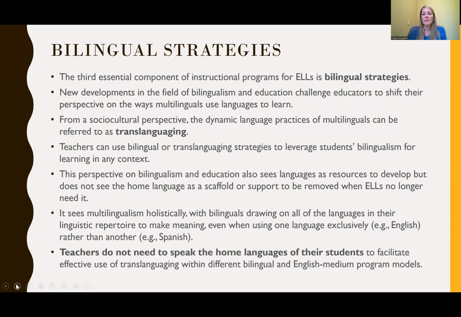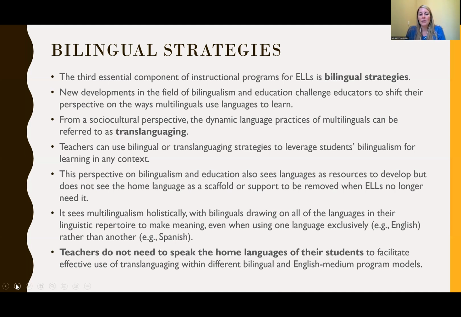New developments in the field of bilingualism in education challenge educators to shift their perspective on the ways multilinguals use languages to learn. From a sociocultural perspective, the dynamic language practices of multilinguals can be referred to as translanguaging. So teachers use bilingual or translanguaging strategies to leverage students' bilingualism for learning in any context.